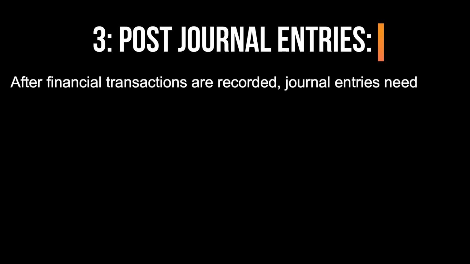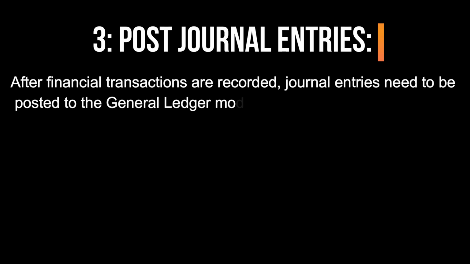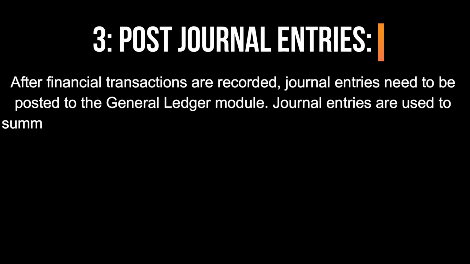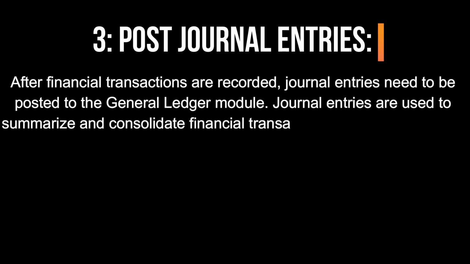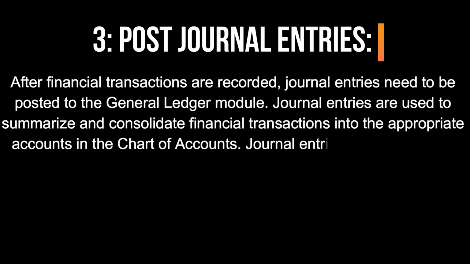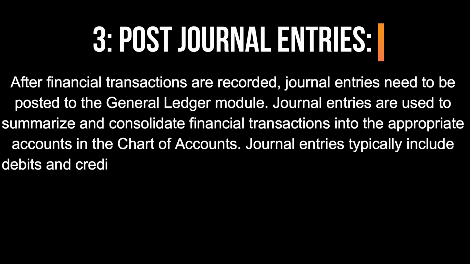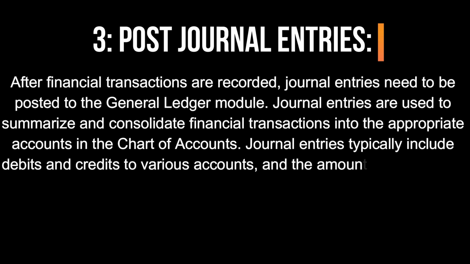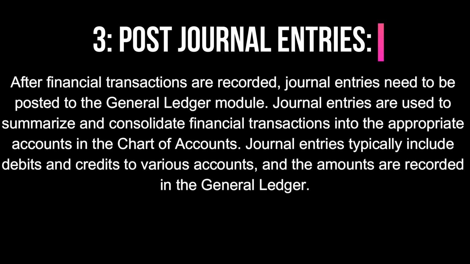3. Post journal entries. After financial transactions are recorded, journal entries need to be posted to the General Ledger module. Journal entries are used to summarize and consolidate financial transactions into the appropriate accounts in the chart of accounts. Journal entries typically include debits and credits to various accounts, and the amounts are recorded in the General Ledger.